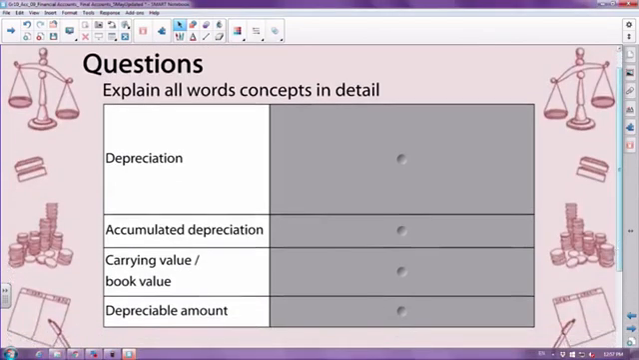I want to give you 1 minute and let's see if you can explain the following words for me. The first one is depreciation. Next one, accumulated depreciation. Third one, carrying value or your book value. And then lastly, depreciable amount. I'm giving you 1 minute.